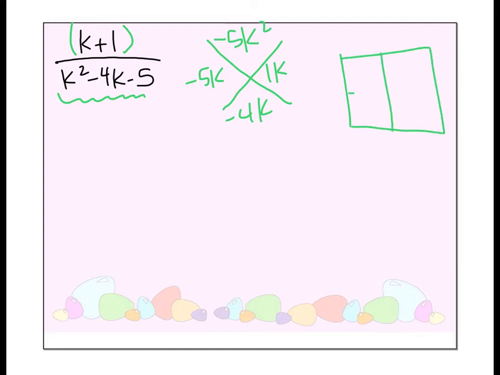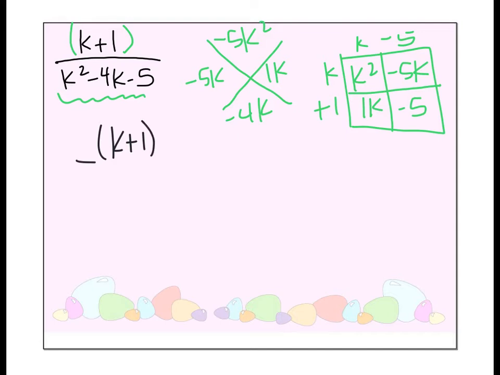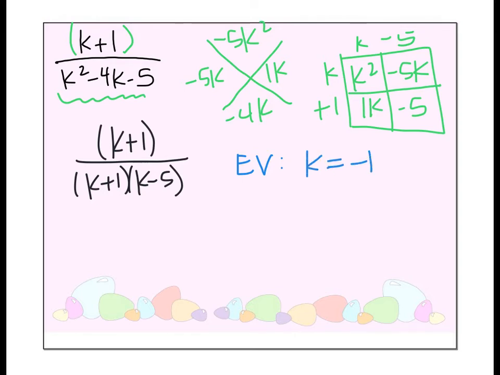Set up my box. Here is where the factoring comes in again, like we were talking about in class. So I filled in my box, k squared to be k times k. And then I have to multiply k by negative 5 and k by positive 1. So now what I have is k plus 1 all over k plus 1 and k minus 5. So let's pause here. Let's do our excluded values before we simplify. So k would have to be negative 1 or 5.